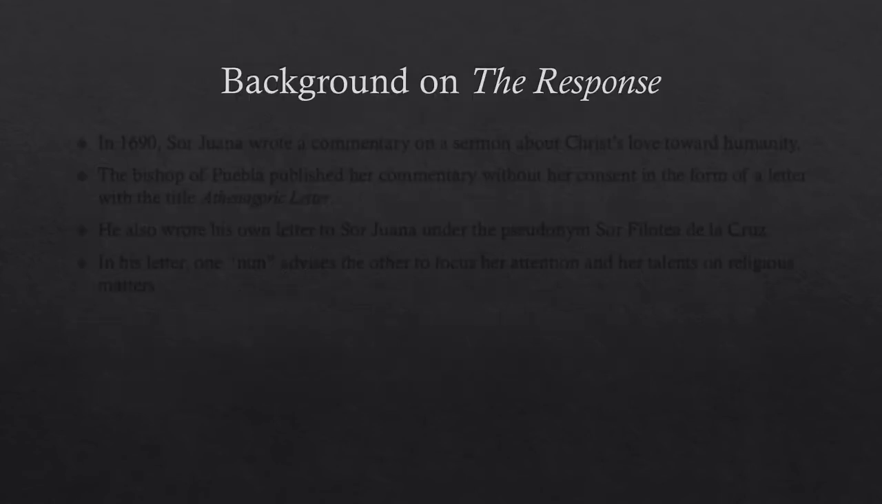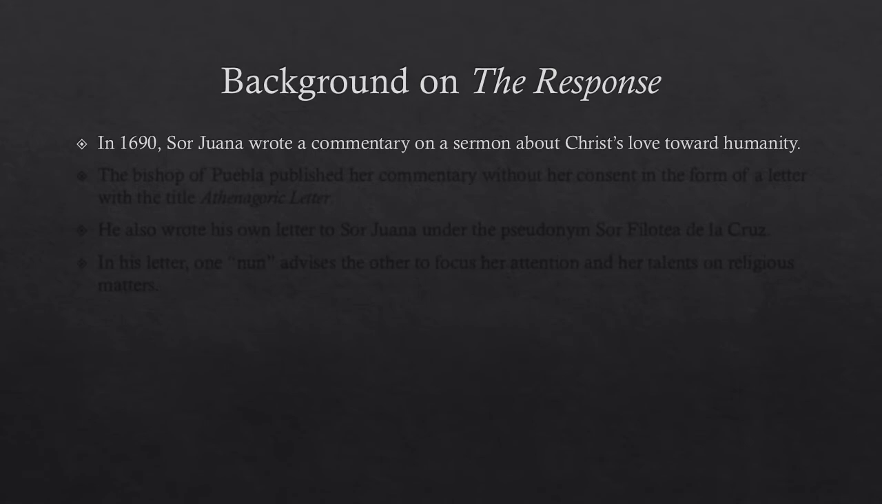I need to give just a little bit of background, because this isn't like she just sat down and wrote a poem or a letter. There's a complex history with this particular piece of writing. So in 1690, she wrote a commentary on a sermon that had been preached many years before, and it was a sermon about Christ's love toward humanity. I don't know exactly what she said in her commentary, but my understanding is it was very much in line with the views of the church. She wasn't saying anything that the church at that time would have considered heretical.